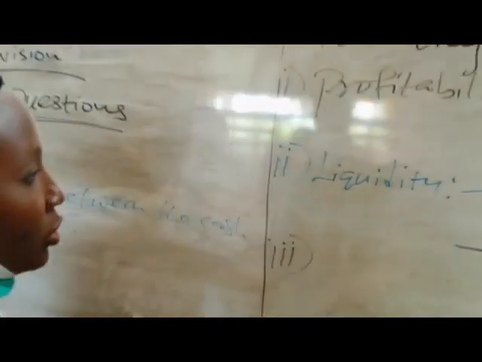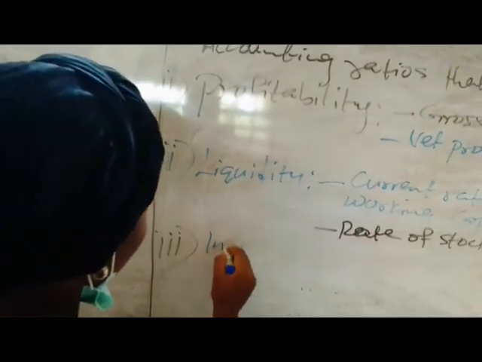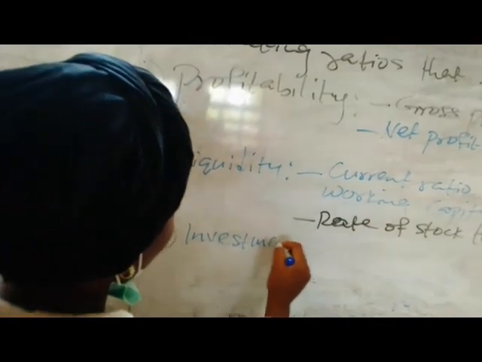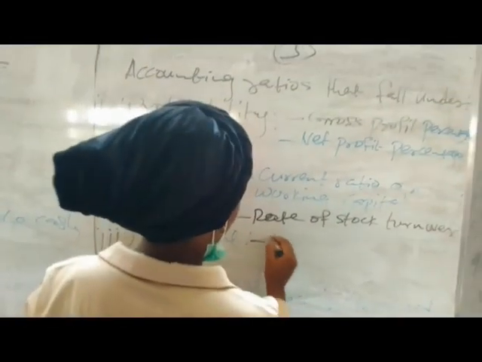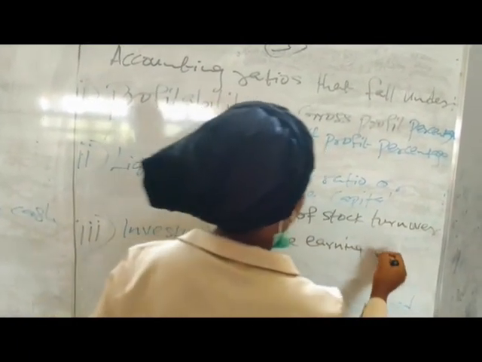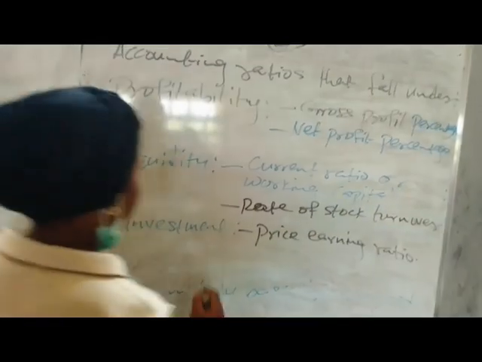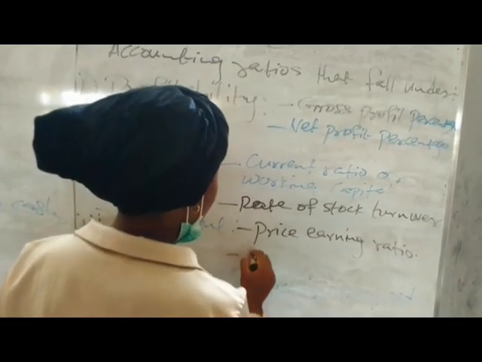Then III, we should look for ratios under investment. Under investment, we have price earning ratio. I repeat, price earning ratio. After the price earning ratio, we have dividend yield.